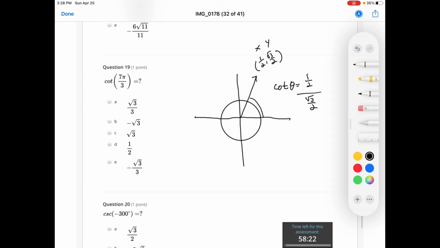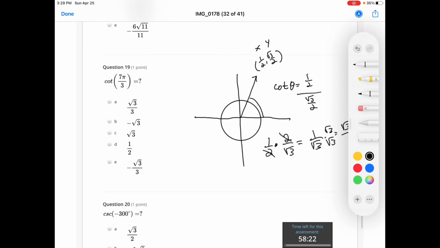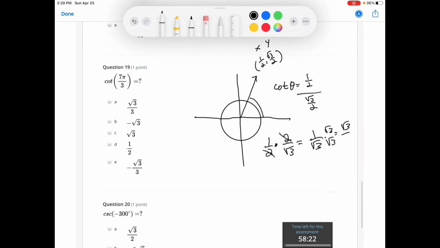When you divide by fractions, you're actually multiplying by a reciprocal. Or anytime you divide, you're actually multiplying by reciprocal. So we're going to say 1/2 times the reciprocal of root 3 over 2 is 2 over root 3. Well, diagonally, my 2's will cancel out. And so I have 1 over root 3, and don't leave the root on the bottom. So times root 3, that's going to give me 1 times root 3 is root 3, over root 3 times root 3 is 3. So cotangent of 7 pi over 3 is root 3 over 3.